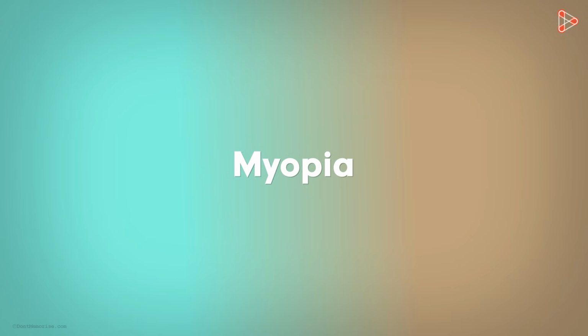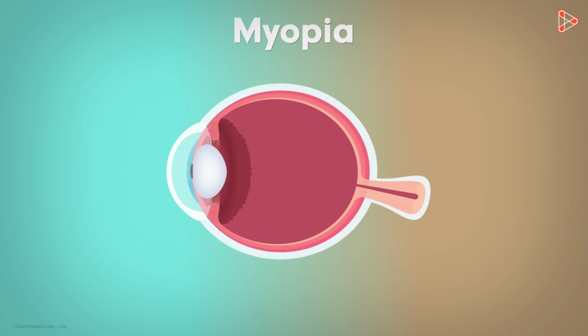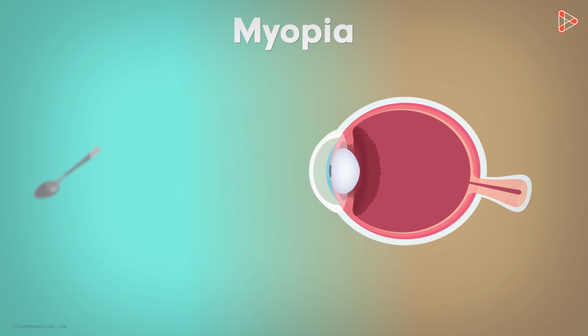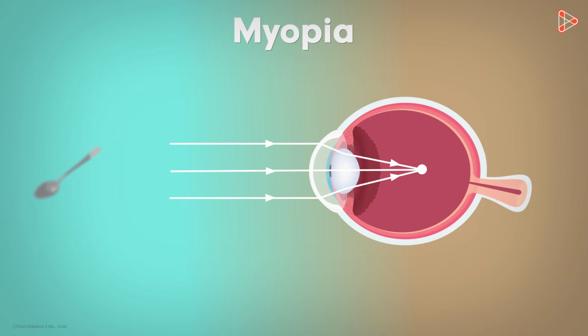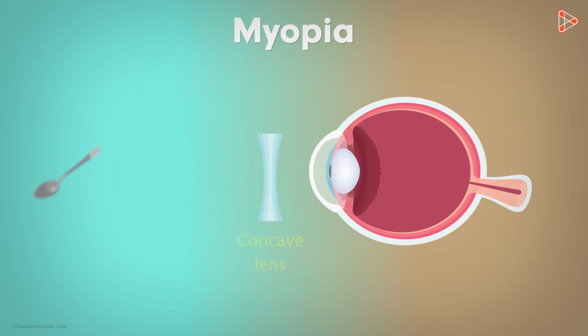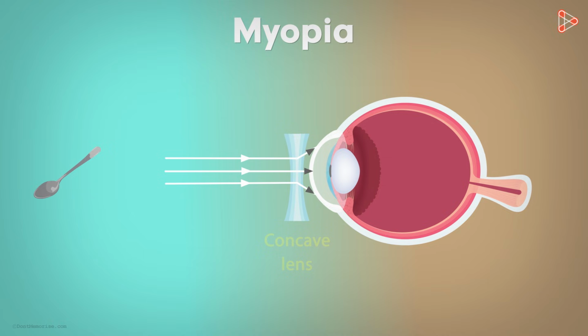Okay, so that was all about myopia. Let's quickly review what we learned. If a person is suffering from myopia, then faraway objects are not visible clearly. That's because the light rays after entering the eye do not converge exactly on the retina. They converge at a point in front of the retina. So a concave lens helps fix this issue. The rays diverge and the refracted rays from the lens fall on the retina.